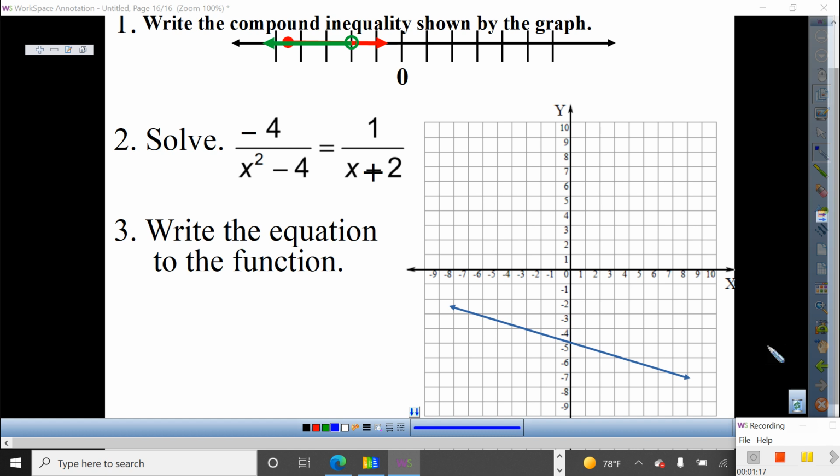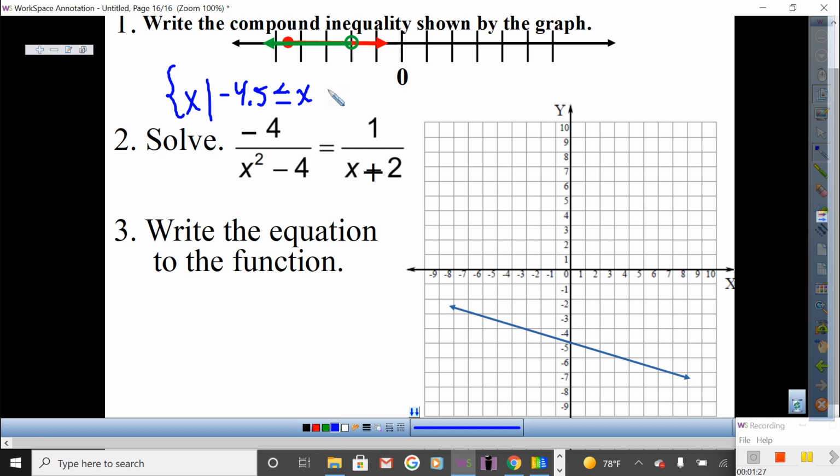Alright, let's see what we got. Number 1, I think Drina got it. What'd you get for number 1? Solution set of x such that -4.5 less than or equal to x less than -2. Have you got that? That is correct. Why this one equal and not this one? Well, this one's a solid point and this one is not.